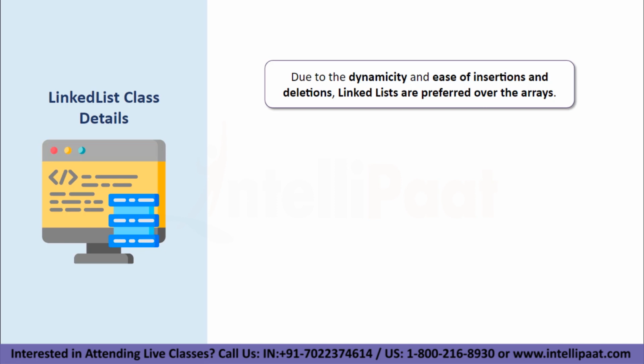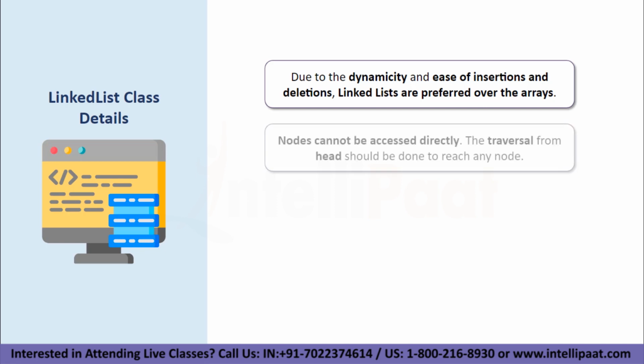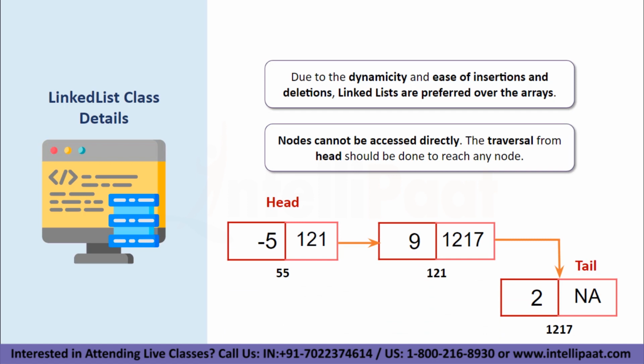Instead, we need to start from the head and follow through the links to reach a node we wish to access. For instance, consider this linked list and suppose that we want to reach the tail node. To do so, we'll have to begin from the head node and then traverse our way towards the tail. This implies that the complexity to access the nth element will be big O of n.